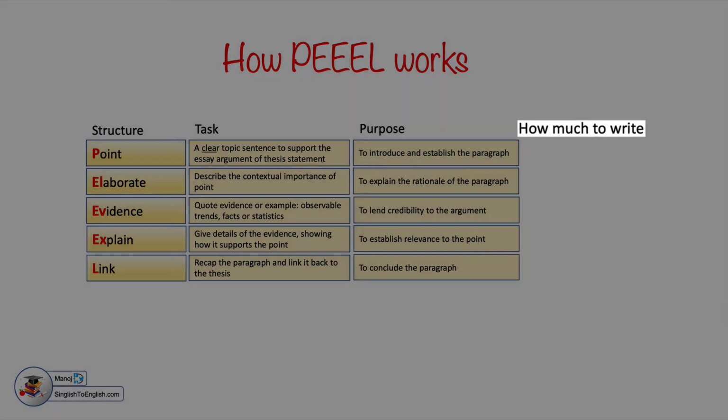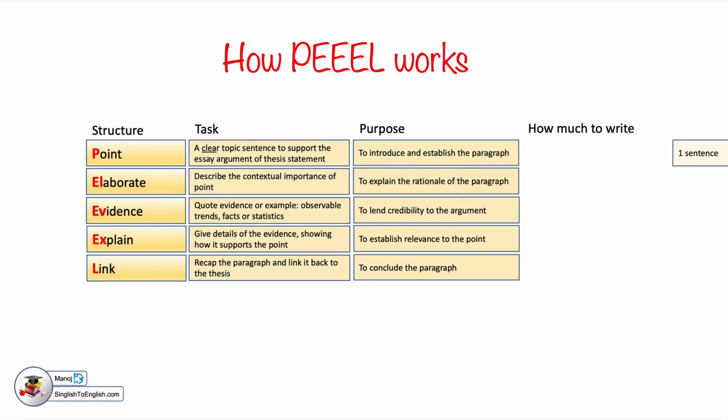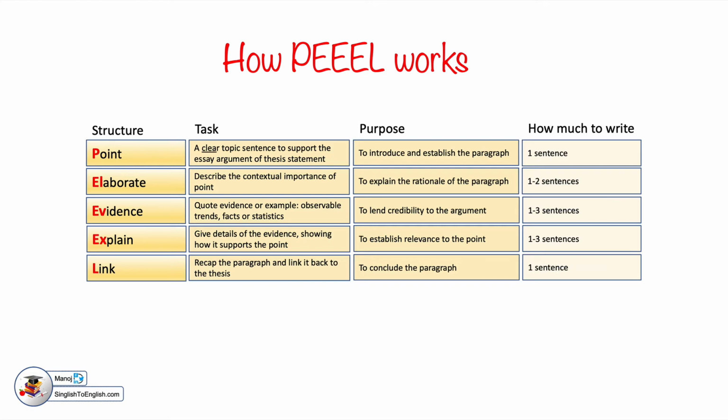Next, how much should we write per body paragraph? Well, here is a golden rule, particularly for secondary and high school students. Every body paragraph should consist of 5 to 10 sentences that are concise and to the point. 1 sentence for point. 1 to 2 sentences for elaboration of point. 1 to 3 for evidence. 1 to 3 for explanation of evidence. And 1 sentence for link.